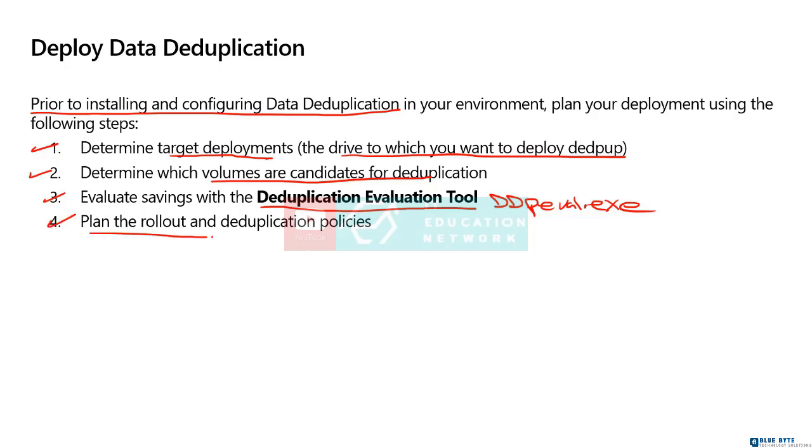Then we just plan the rollout of deduplication, and we plan the policies. We'll see the policies in the interface, but they're going to contain things like deduplicate files older than a certain number of days. So those types of settings. If I want to have an exclusion to say, don't deduplicate a certain file extension, but we'll see those policies in the interface. They're really pretty simplistic.